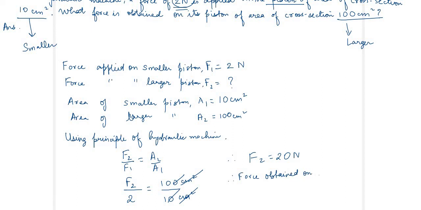on larger piston, which is of area 100 centimeter square, is equal to 20 Newton. कितना सिंपल से हमने सॉल्व कर लिया है ना, interesting। Let us do another question which is also based on this hydraulic machine principle.